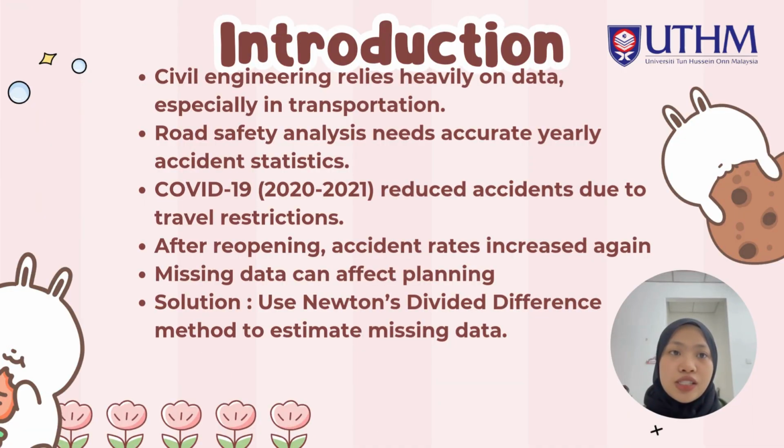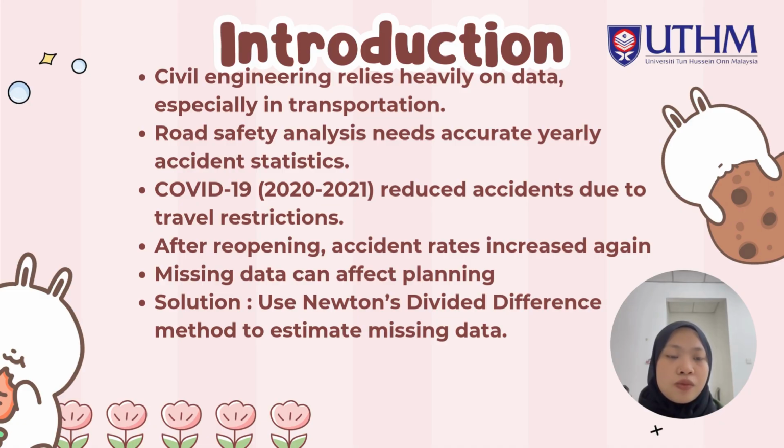So, in civil engineering, we rely heavily on data, especially in the transportation and traffic field. For road safety analysis, we need accurate yearly accident statistics. For example, during COVID-19 from 2020 until 2021, the statistics showed reduced accidents due to travel restrictions, but after the reopening, the accident rate increased again. So we assume that missing data can affect future planning.